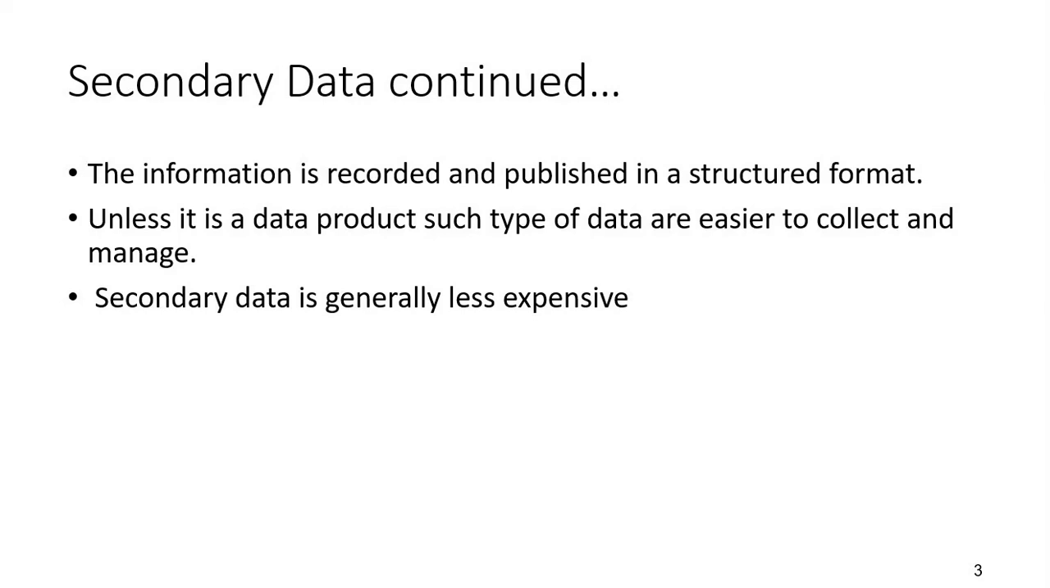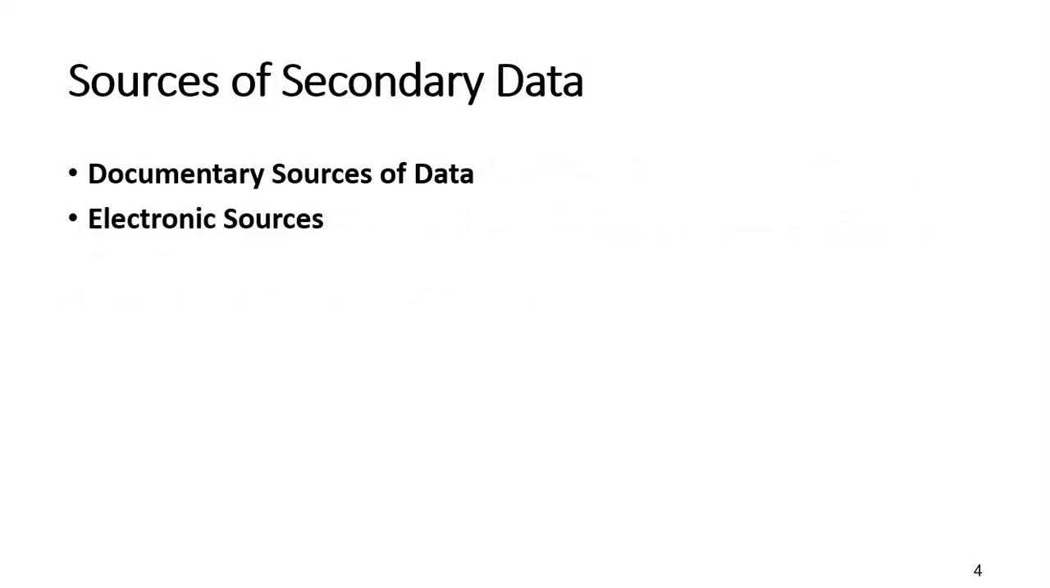So even if secondary data is a priced publication, if money is to be paid to obtain that secondary data, it still remains less expensive compared to the primary data. Okay. Now let us look at the sources of secondary data. There are different sources of secondary data, but they can be classified into two broad groups. One is documentary sources of data and one is electronic sources of data.